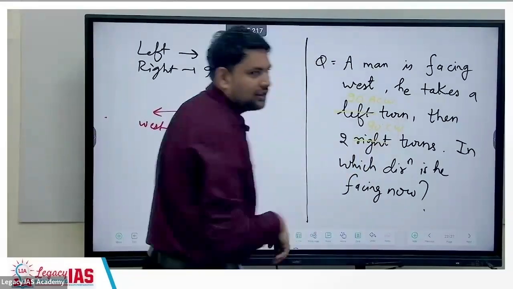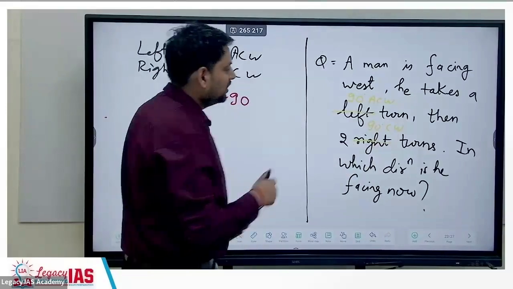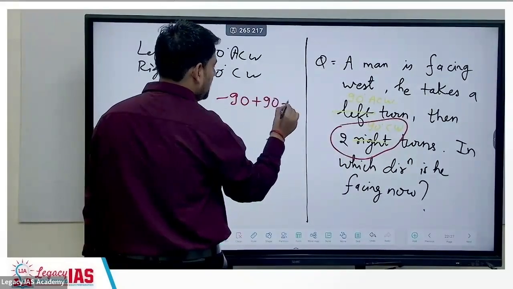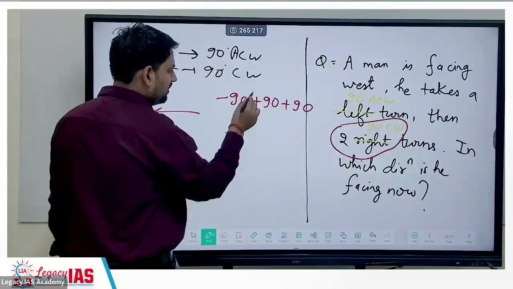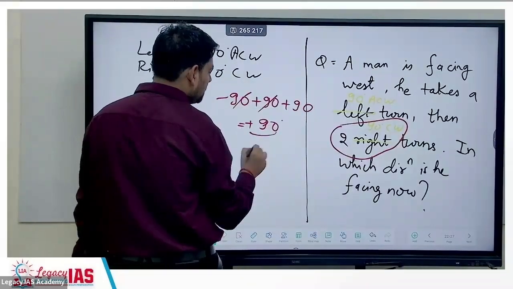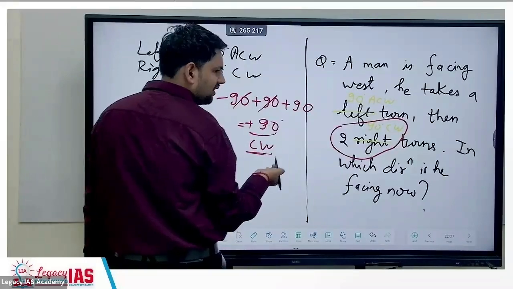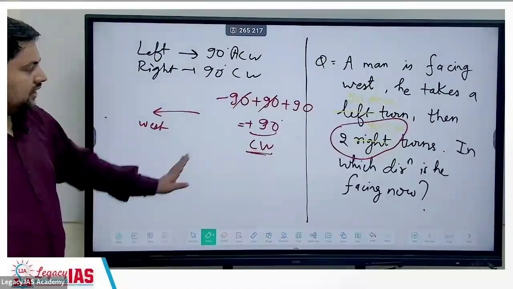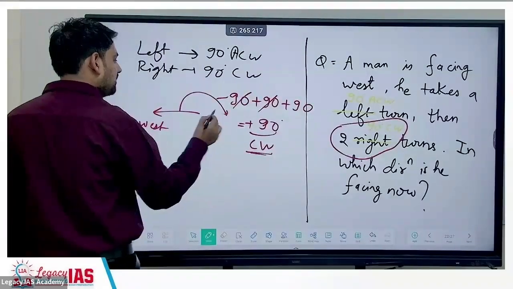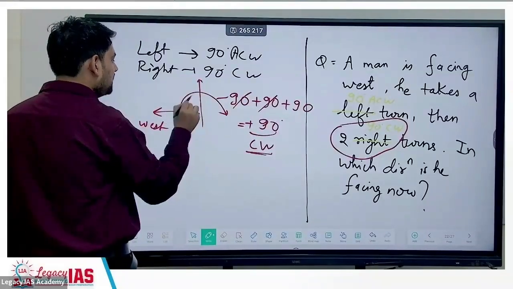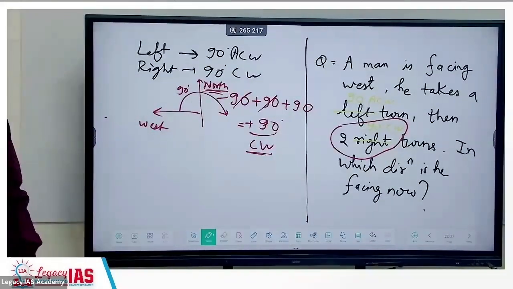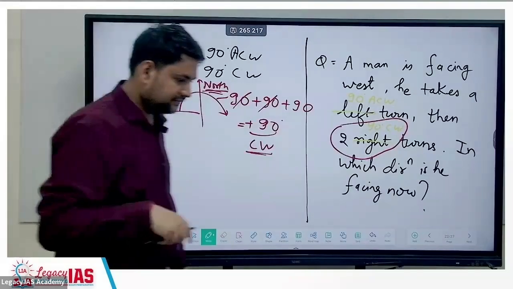Then two 90 degree clockwise turns. That is plus 90 and plus 90. What do you reach? This and this you can cancel. Plus minus. You get positive 90 degree, which means clockwise, or let's say right, whatever you want to call it. Clockwise 90 degree will turn from west. Clockwise is like this. This is how the clock goes. Where you reach 90 degree north. Understood? Any issue with this? Okay.